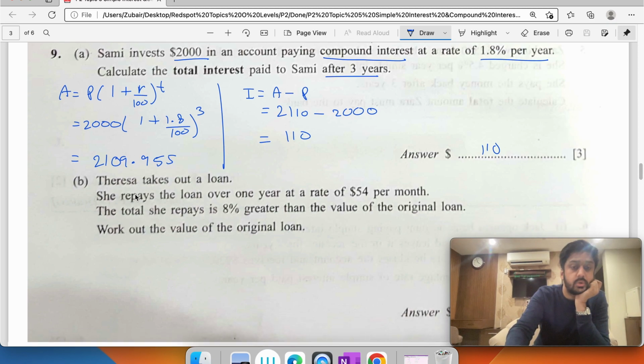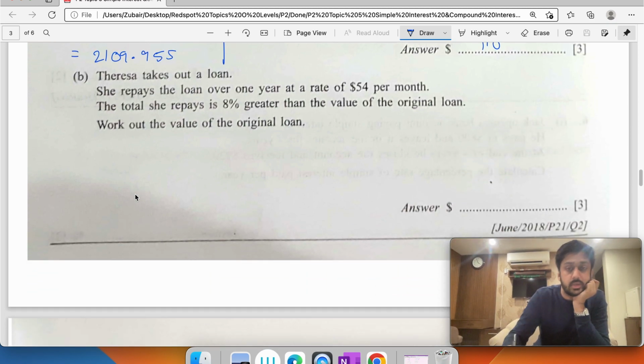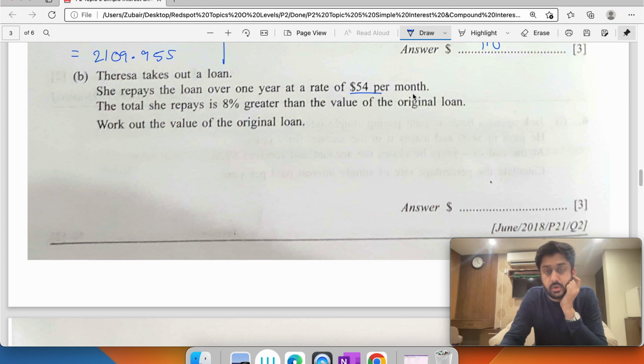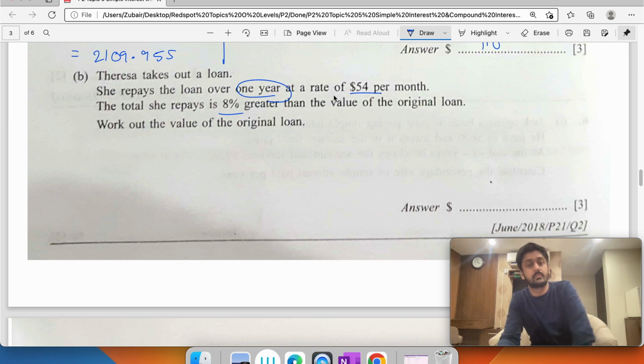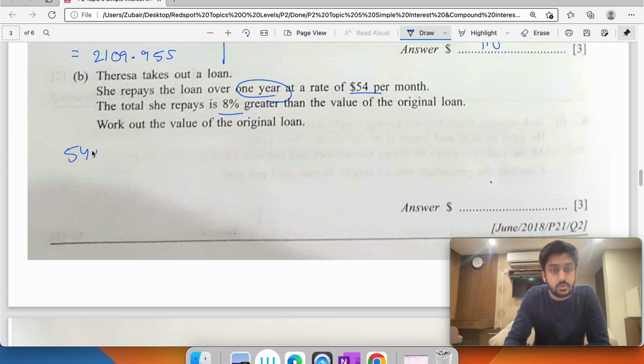Larissa takes out a loan. She repays the loan over 1 year at a rate of $54 per month. 1 year, so she must be paying 12 monthly installments. The total she repays is 8% greater than the value of the original loan. Work out the value of the original loan. So first we know that she paid 54 installments for 12 months. So 54 times 12 is 648, which is 8% greater.